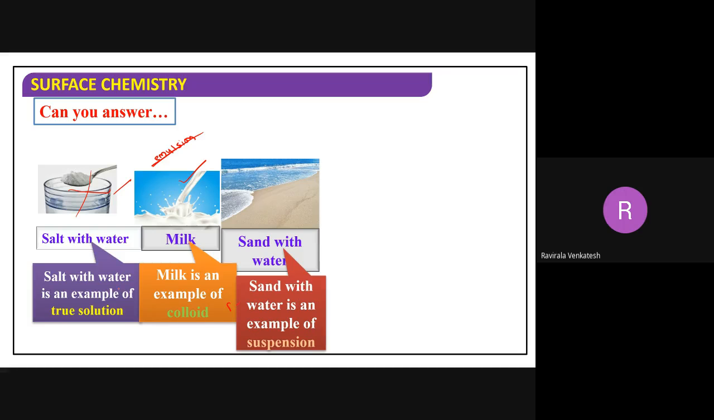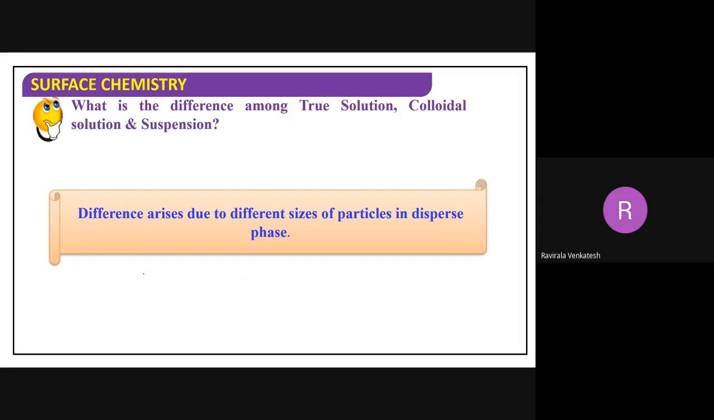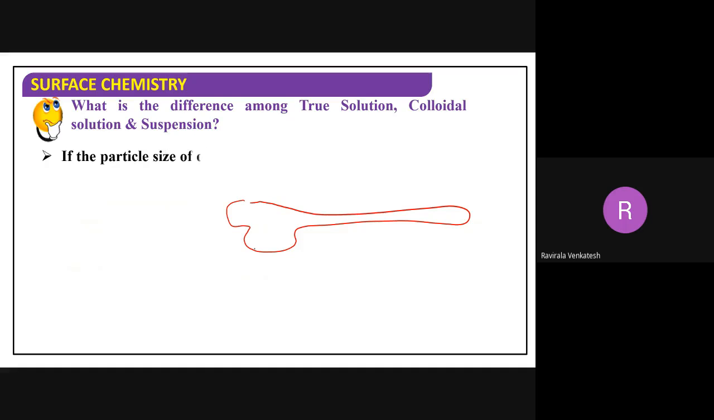So three types of solutions you are seeing here: one is true solution, another is colloid, and the last one is suspension. Which one you call suspension, which one colloid, and which one true solution depends upon the size. It depends upon the size of the particles present in the dispersion phase. So the size of the dispersion phase decides whether it is a colloid, true solution, or suspension. Let me discuss this.